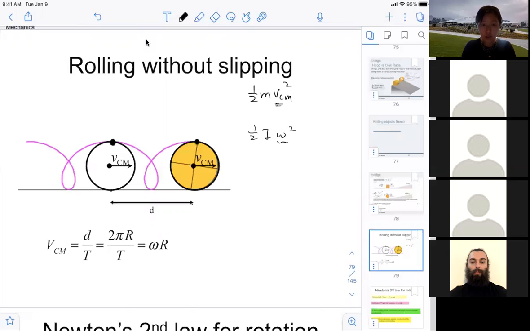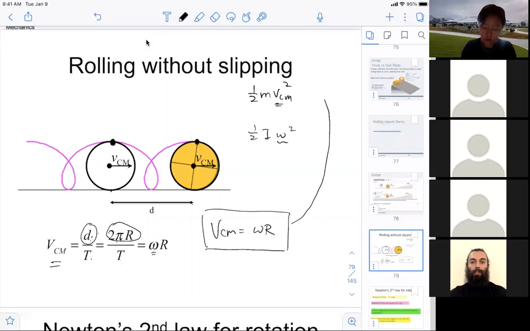So the velocity of the center of the mass is the distance it traveled divided by the time. The distance traveled is exactly equal to the circumference of the disc or the wheel, because it is rolling without slipping. So that's why these two are equal. And 2 pi over t is simply our angular velocity omega. So V of the center of the mass is equal to omega times r. That is an equation that we know to be used for rolling without slipping.